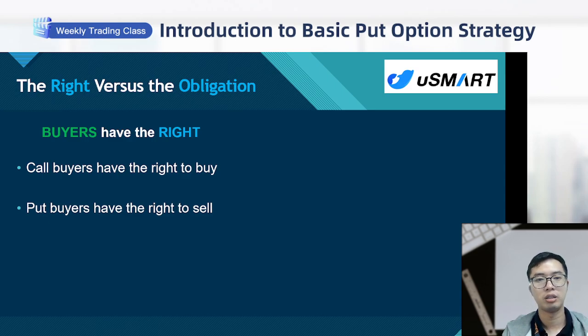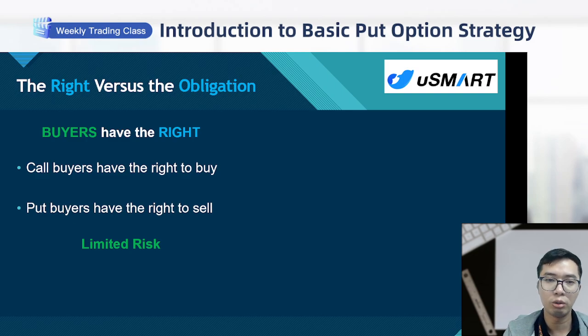Alright, so here is the basic one: the buyers always have the right, for the call buyers to buy or not, and for the put buyers to sell or not. So in options, buyers always have limited risk. When you do a long call strategy, you always lose at most the premium price. So you only have a limited risk.